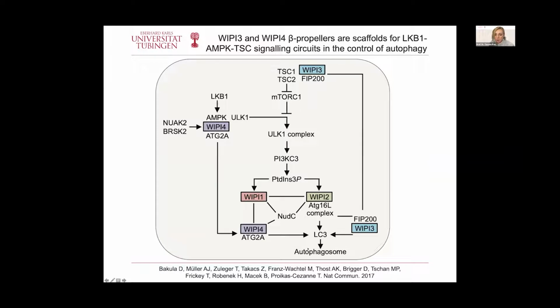So you see here a WIPI circuit, and we believe they work really in a circuit, all as PI3P effectors at the nascent autophagosome. But on top of this, we have WIPI4 being involved in a signal cascade, and we saw that WIPI4 binds to AMPK and also binds to its intimate partner, which is ATG2. And we have evidence to believe that upon AMPK activation, when energy is low in the cell, the WIPI4 ATG2 complex translocates to the site of autophagosome formation and controls the size of the growing phagophore.